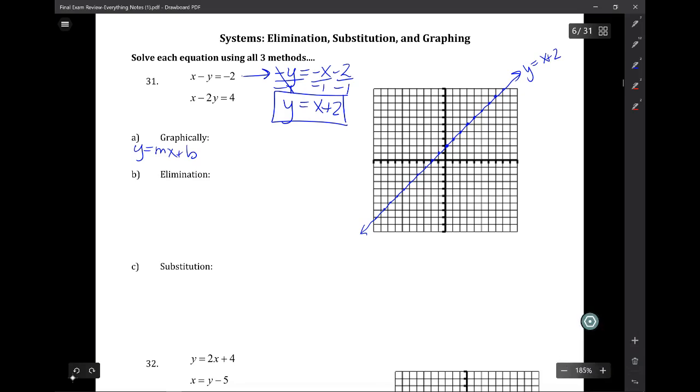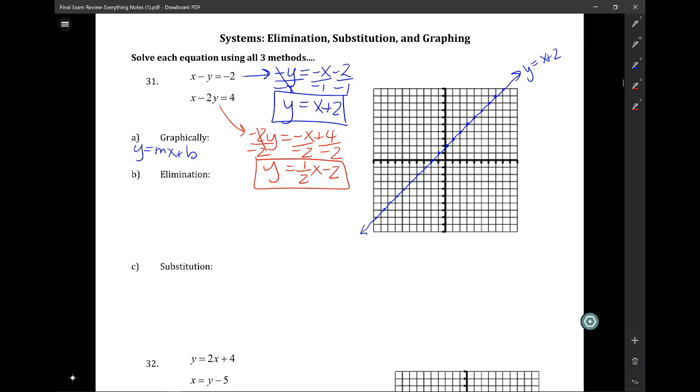I'm going to do the other one in red. This one also is not in proper form for me to be able to graph it. So again, I'm going to subtract x to the other side. So I have negative 2y is equal to negative x plus 4. Divide by negative 2. So I get positive 1/2 x minus 2. That one I'm going to graph in red. So this time my y-intercept is negative 2, and my slope is up 1 over 2, up 1 over 2.